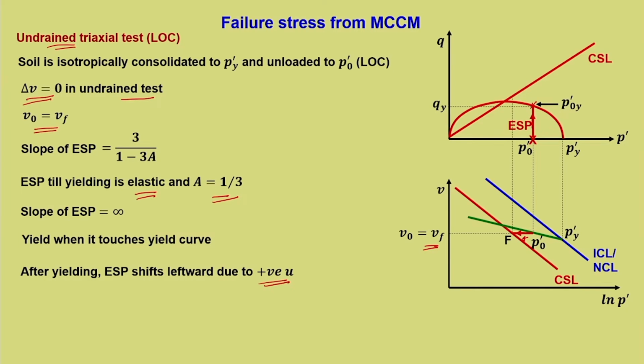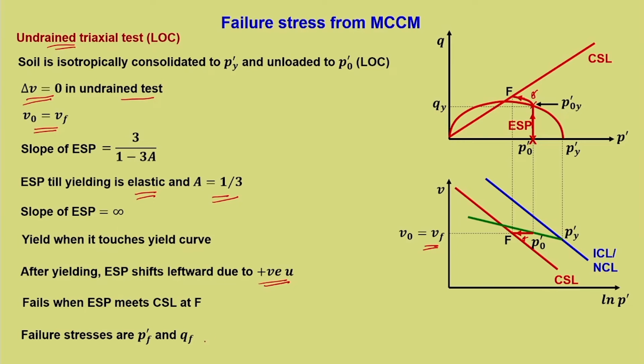This is an undrained test. So, here the effective stress path moves leftwards. So, this is due to positive pore water pressure. It fails when ESP meets the critical state line at F. We are not going to spend much time here because all these facts are known.